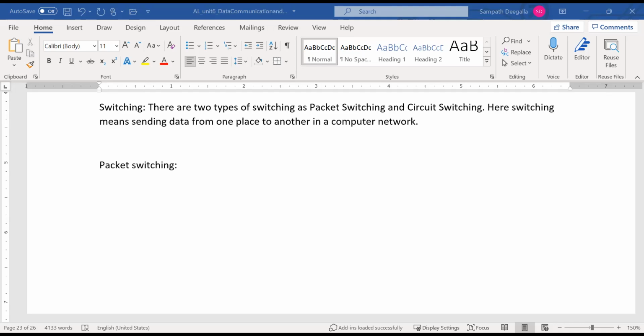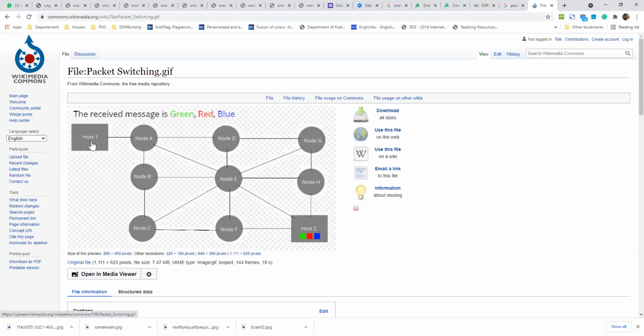So in packet switching, let me share my screen. You see here, can you see the screen? Start from this host machine. The message is broken down into pieces, goes through a lot of other devices and reaches the other machine. So this is called packet switching.